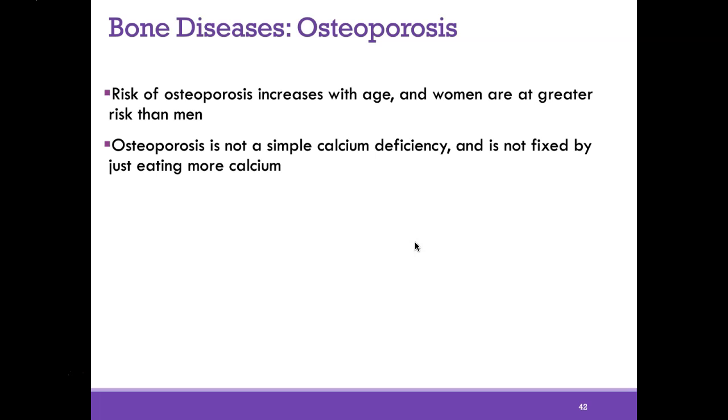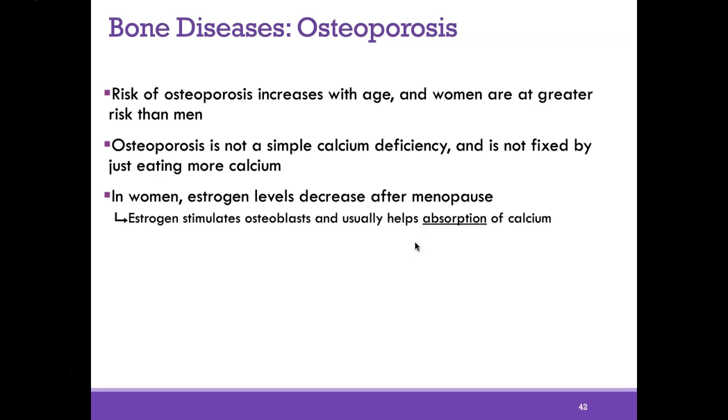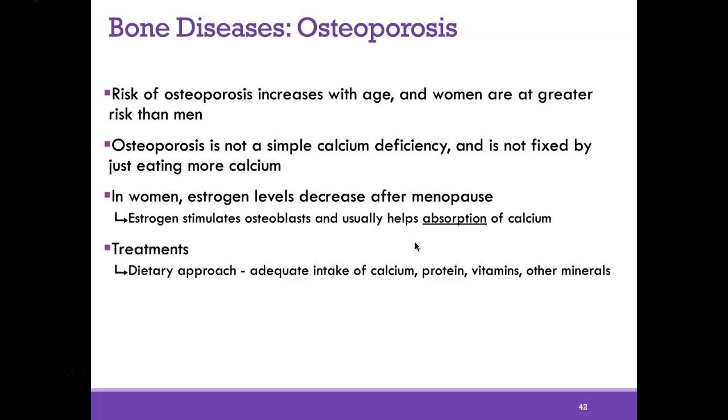And osteoporosis is not just a calcium deficiency that can be fixed by taking calcium pills or having more milk. It has a lot to do with the endocrine system. And in women, estrogen levels decrease after menopause. And estrogen would normally help stimulate osteoblasts to build bone and would usually help to absorb more calcium. So when you have less estrogen, women have less osteoblasts functioning to build bone and less ability to absorb calcium.